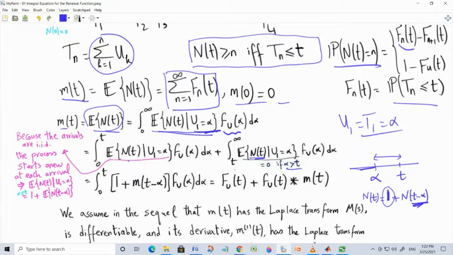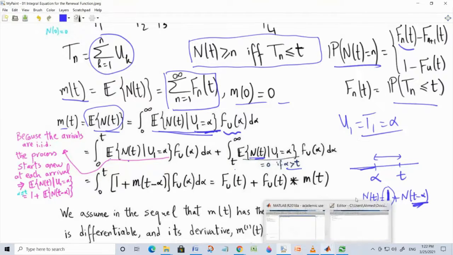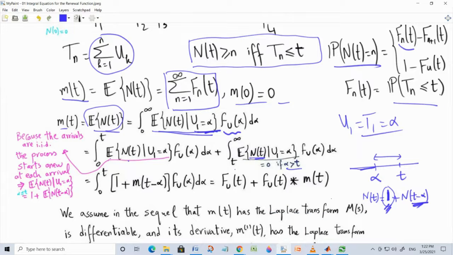Note that because the inter-arrival times are independent of one another, immediately after an arrival, whatever happens in the future of the random process is independent of the past. You just need to keep this one into account because you already have one arrival here at time alpha. So that's basically the trick here.